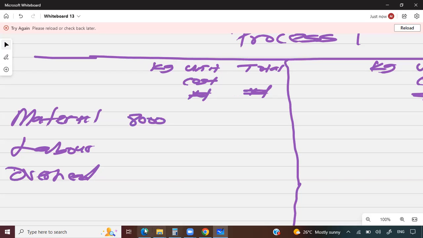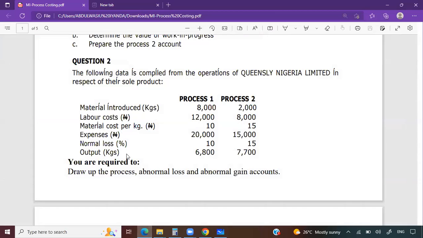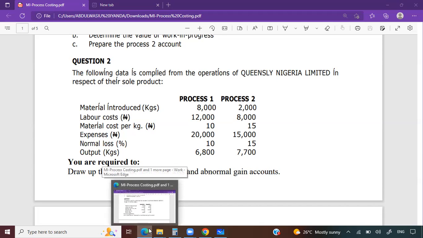Then how much is one? Look at this. Material cost per kg is 10. Material cost per kg is 10. So that is the unit cost.